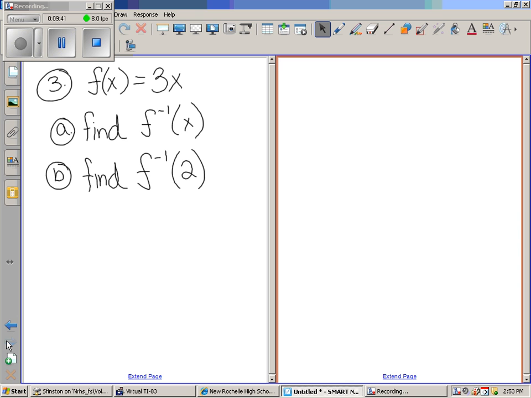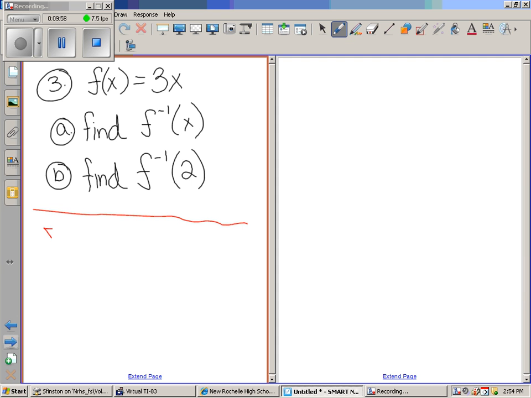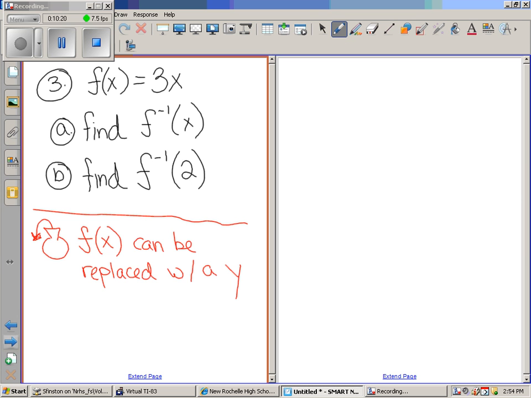This is our last problem of the day, and then we're done. Okay? So now, instead of using y's and x's, I'm going to use function notation. Let's draw a little line over here, just to remind you of function notation. Anywhere that you see an f of x, it can be replaced with a y.